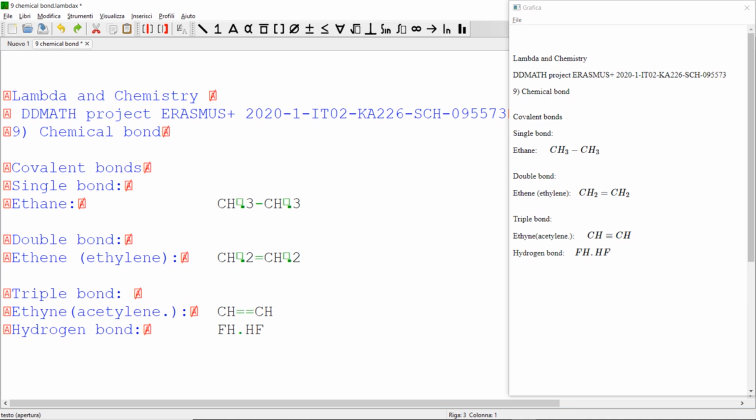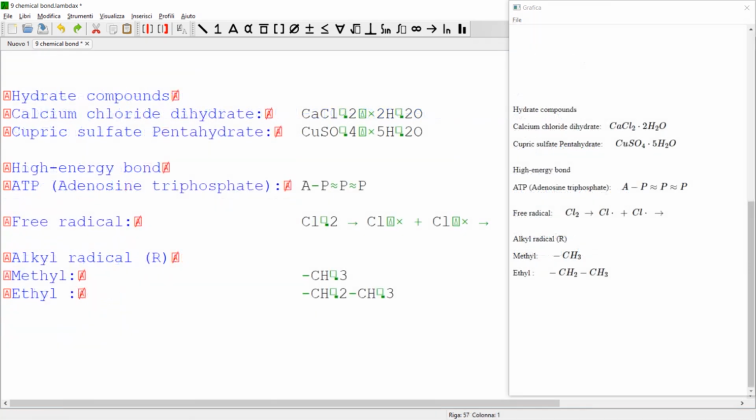The scalar product sign, corresponding to a central dot, is inserted. Calcium chloride dihydrate: CaCl₂·2H₂O.